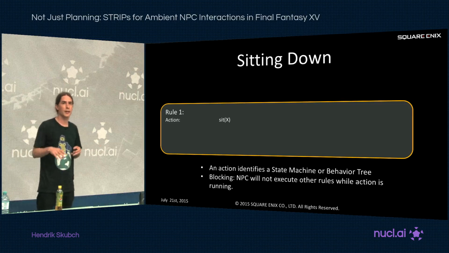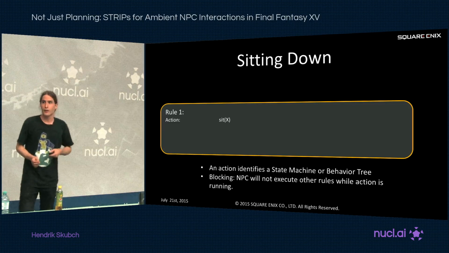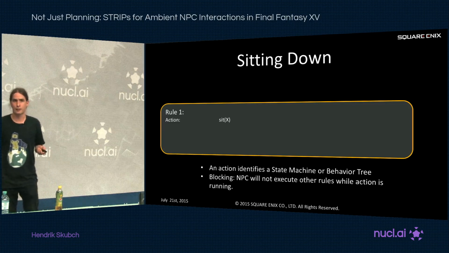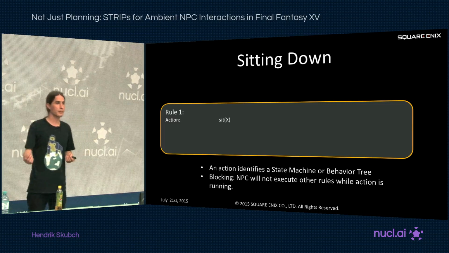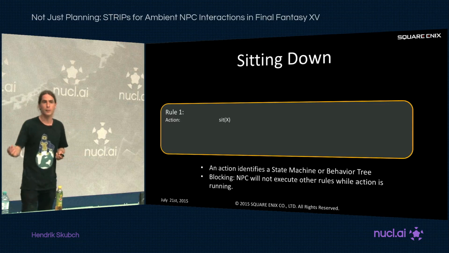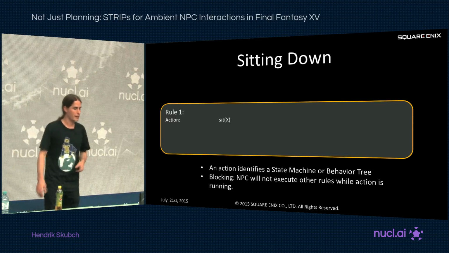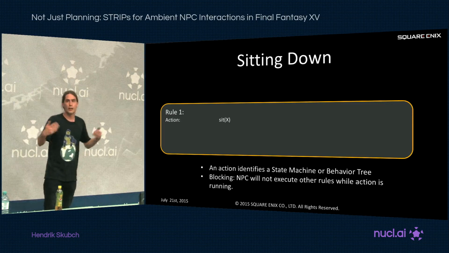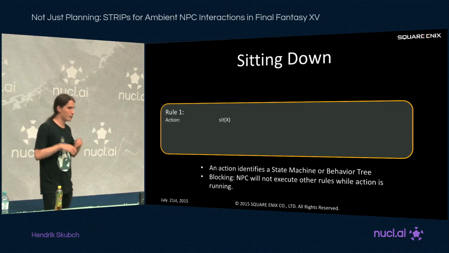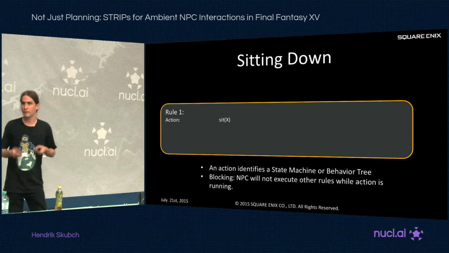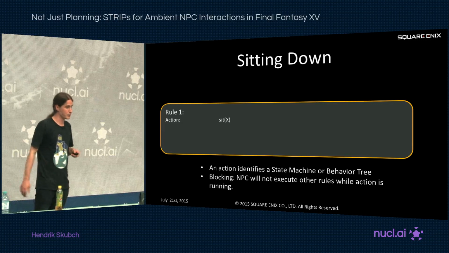This action actually identifies a state machine or behavior tree, so it can be fairly complex. In fact, this very action will do path planning, it will do steering, it will figure out where to be in relationship to the chair when triggering the sit-down animation. So there can actually be quite a lot going on under the hood. And while that all is going on, we consider the NPC to be blocked. That is, we are not evaluating any other rules for him.